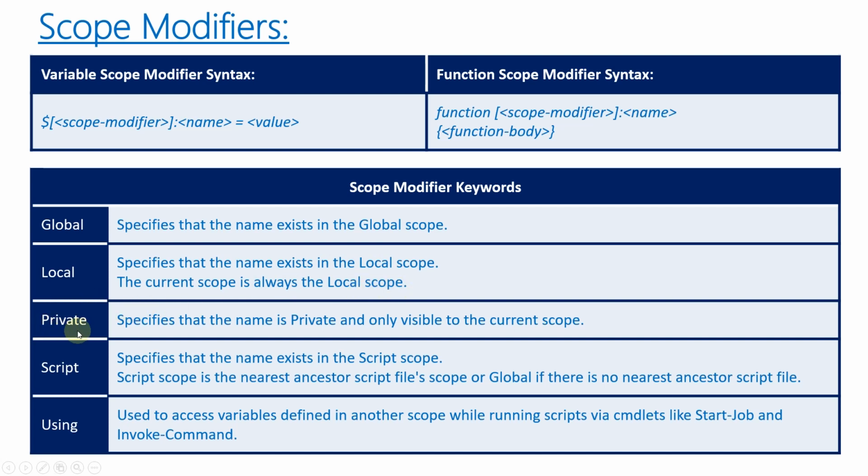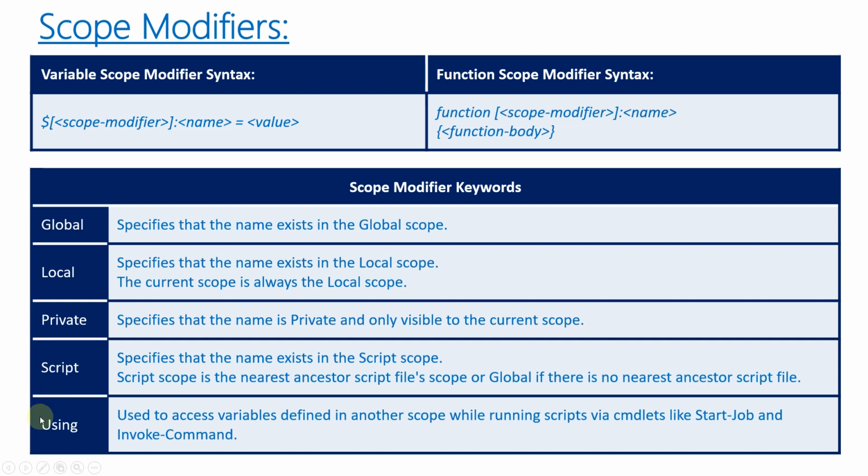If we use the private scope modifier, then it specifies that the name is private, and when we make it private, it will only be visible to the current scope. And if we use the script scope modifier, then it specifies that the name exists in the script scope. Script scope is nothing but the nearest ancestor script file's scope, or the global scope, which is only called script scope if there is no ancestor script file.